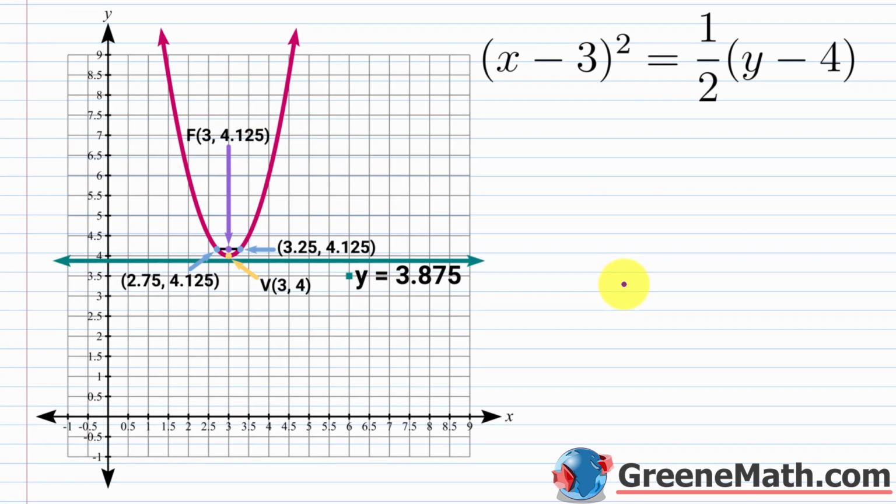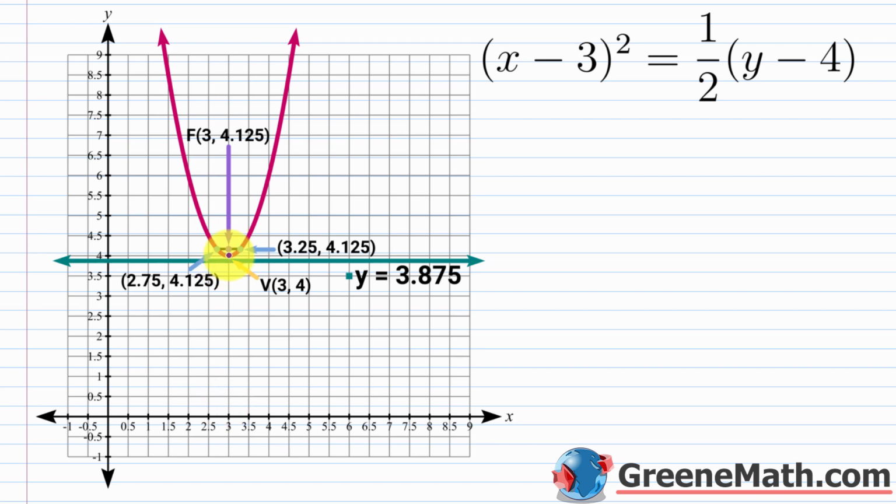And let's just come down here and verify things. So this is going to be our graph. So your vertex is at 3, 4. Your focus is at 3, 4.125. Again, you're traveling up because your p-value is 1/8. So you're traveling up by 1/8 of a unit. So that's why the y value goes from 4 to 4.125 when you go from the vertex to the focus.